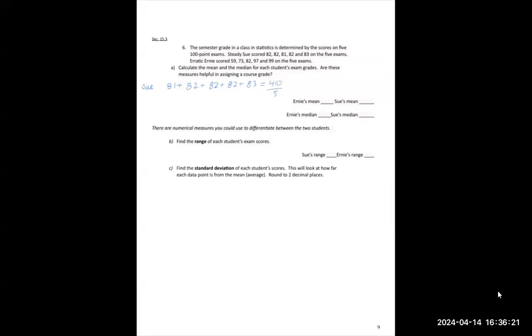So that gives me a mean of 82 for Susie. So Susie's mean is 82. Then we can also calculate her median. And the way we would do that, I'm going to erase this. Hopefully you got it in your notes, you know how we got that mean.